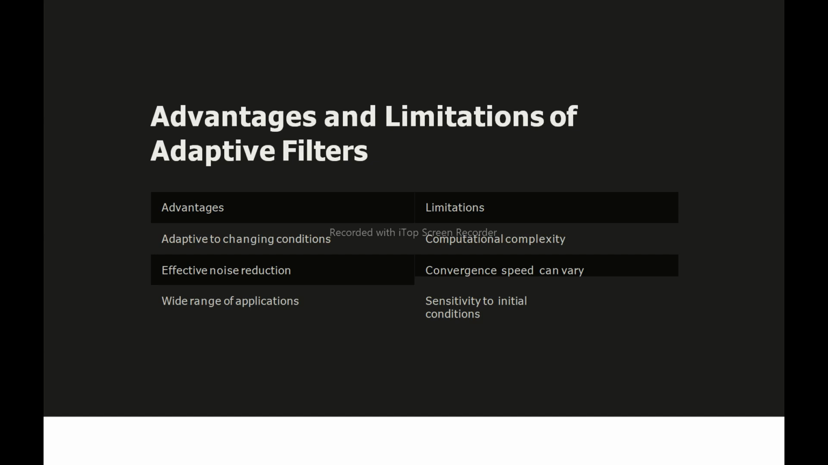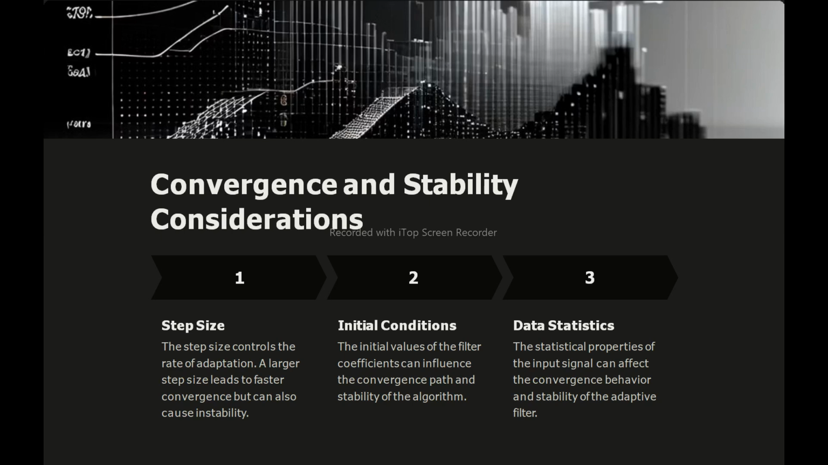That is, if we have a large signal, then its convergence can vary. It is also sensitive to initial conditions. That is, as we give the conditions before, it can be sensitive to them. Now the convergence and stability considerations. As I discussed, its convergence can vary. So we have three points for convergence stability considerations.